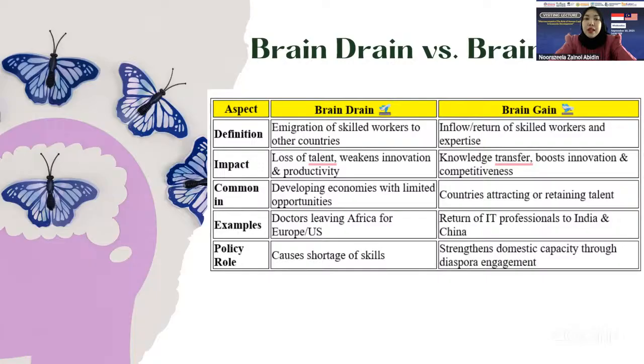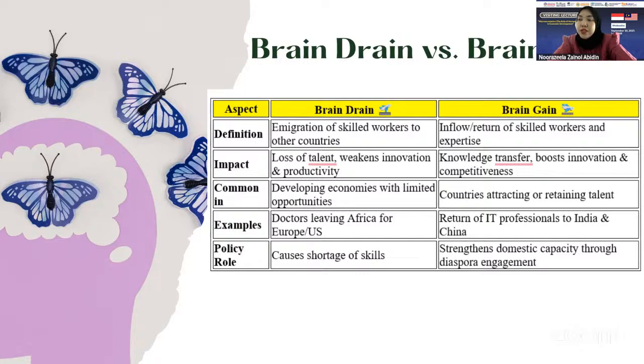Now we want to see human capital mobility creates two contrasting outcomes, which is brain drain versus brain gain. So what is the difference between brain drain and brain gain? The definition of brain drain is the emigration of skilled workers to other countries. When we have the skill, you can move from one country to another country based on your skill. Brain gain is the inflow or return of skilled workers and expertise.